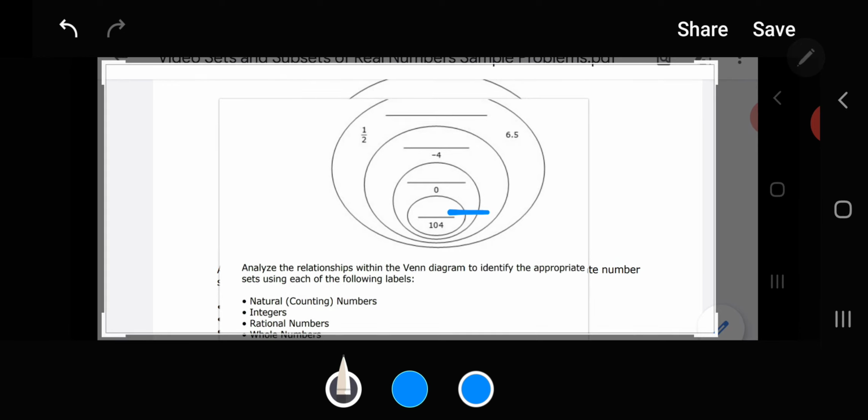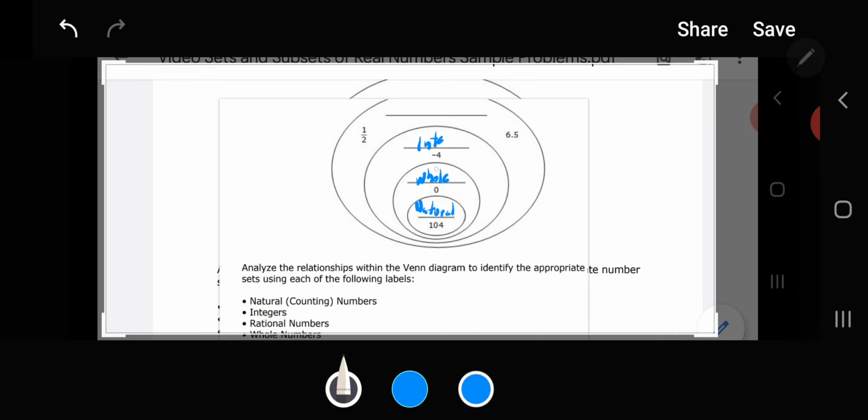shouldn't be too difficult, as this first set right here, 104, is a natural number. So I'm just going to put natural, aka natural counting numbers. So the natural numbers are a subset to, of course, the next set in line, which is the whole numbers. So whole, and 0 is a whole number. And of course, the whole numbers are a subset to the integers. And of course, -4 is an integer.